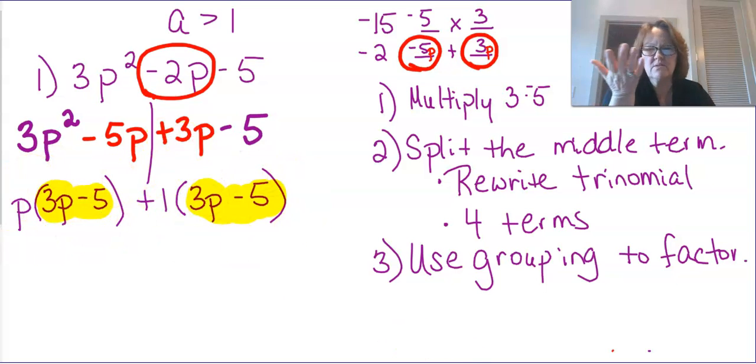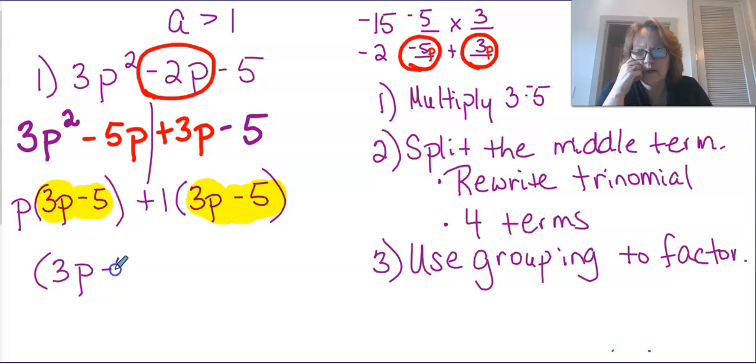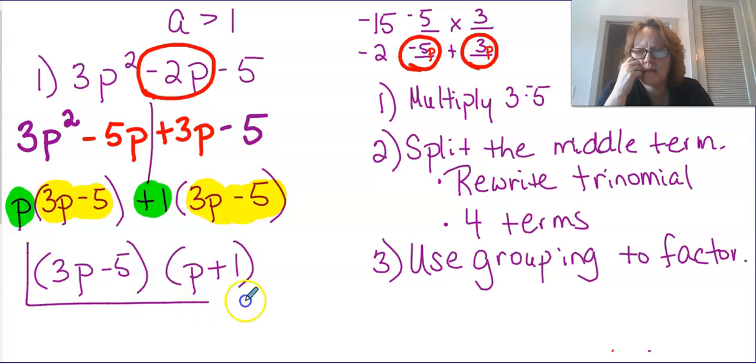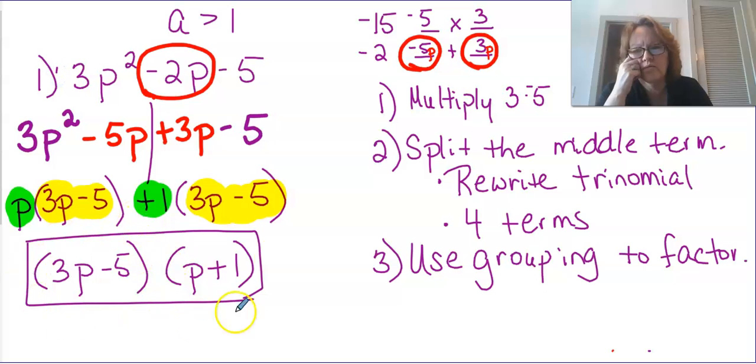So what I'm doing is essentially pulling out a greatest common factor, but you don't have to worry about that. Just understand that if this and this are the same, then that is one of your binomials, 3p minus 5. Your other binomial is this part and this part, so your other binomial is p plus 1, and that is this original trinomial factored.